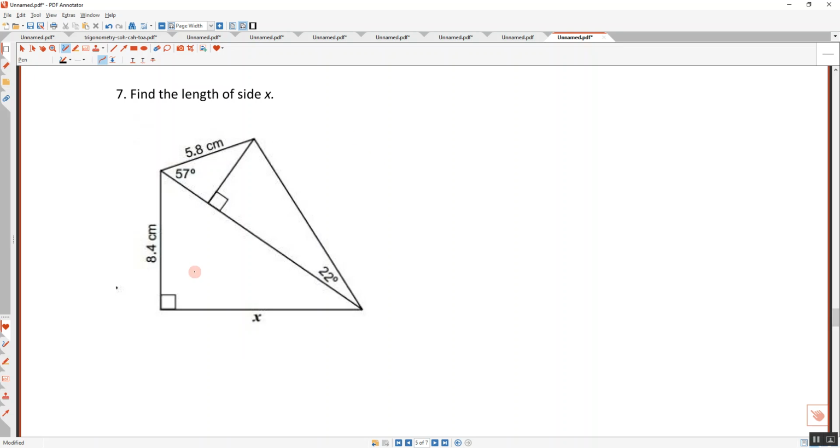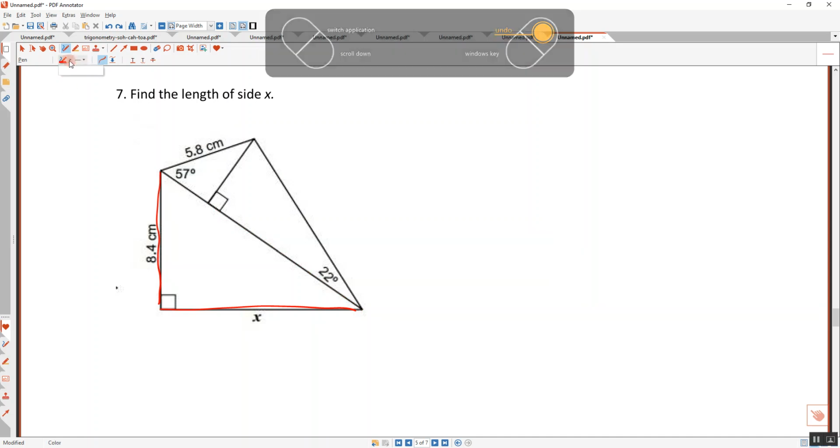Find the length of side x. Okay, now looking at this, I've got a big triangle here. I know this side. This is what I want to know. So if I can work out this and this, then I can use Pythagoras, okay, to work out x.